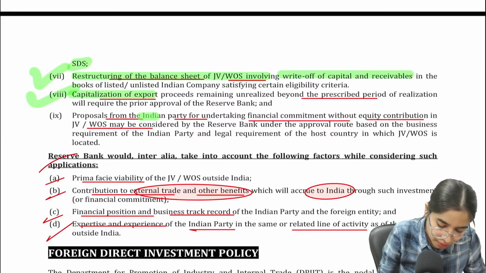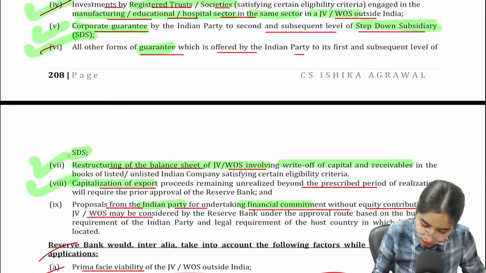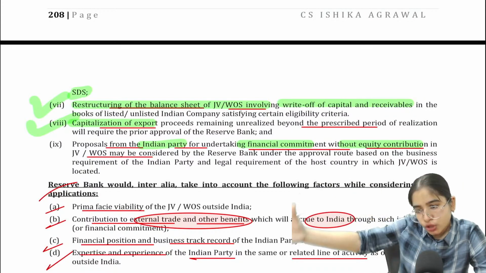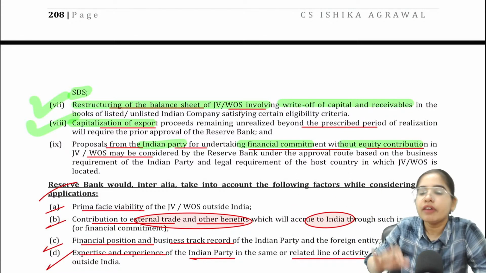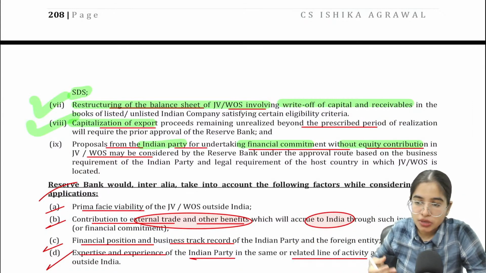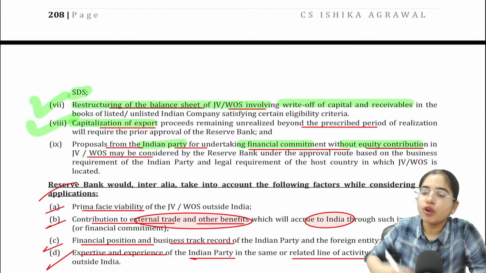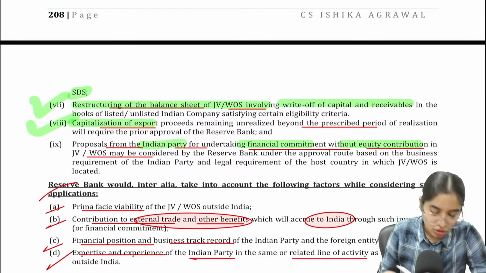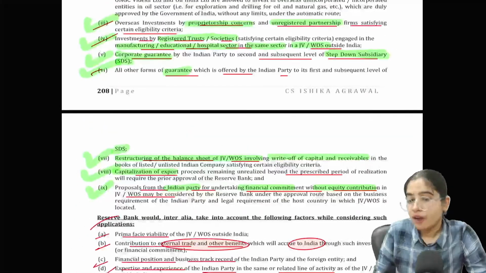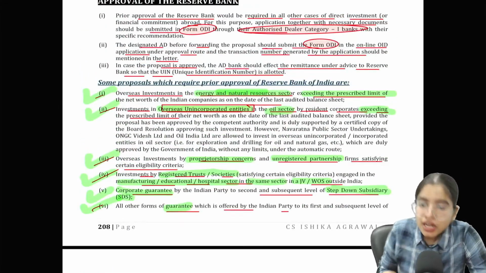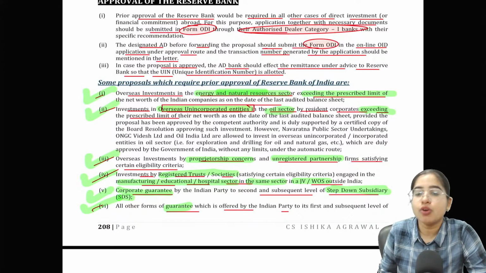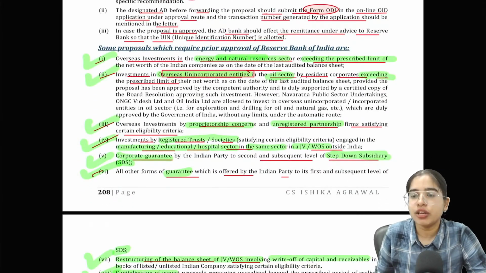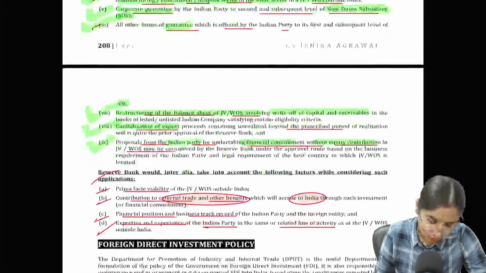Next is a proposal from an Indian party for undertaking financial commitment without equity contribution. I have already taught you that if you want to give a loan to a joint venture outside India, but you don't have equity participation in that joint venture, which means you are not holding equity, you have not invested in the equity, but you only want to give a loan to that outside India company, then also you need prior approval of RBI. So you have to remember all these situations where prior approval of RBI is needed, which means that in all these situations you cannot go through the automatic route. You compulsorily have to take the prior approval of RBI.